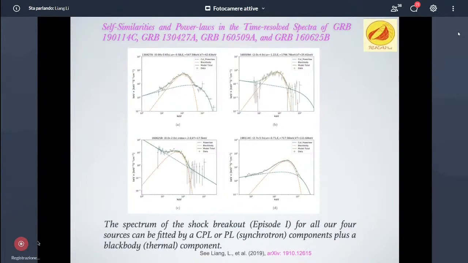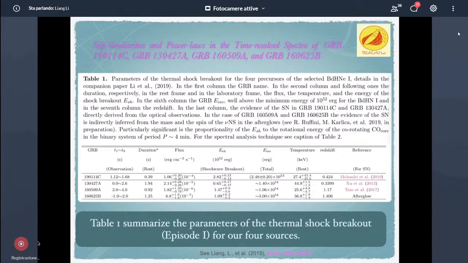This figure shows the supernova rise component for our sources. All can be well fitted by a cutoff power law plus black body model, or in one case by a power law plus black body model. We also compare the properties of the supernova rise for all four sources and find they present very similar results. A black body component is found at early times in each case. Besides, the duration, energy, and black body temperature of the supernova rise are also very similar.